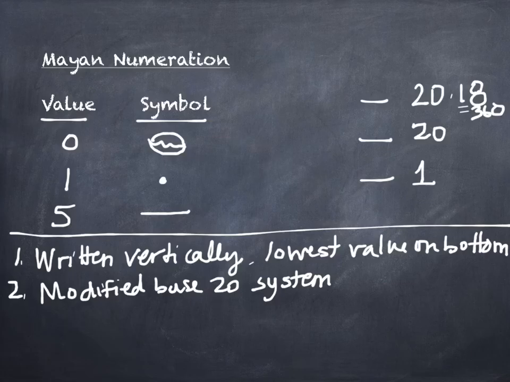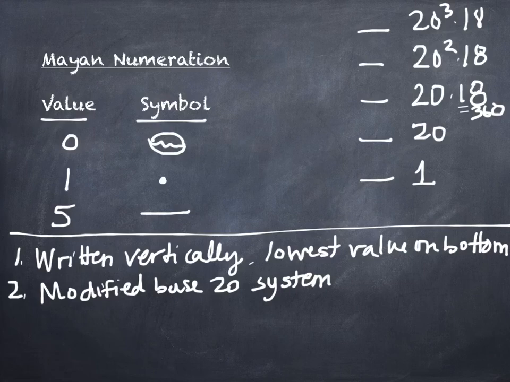This is a very related idea, right? And then after this one right here, they do powers of 20. So now we've got 20 squared times 18, 20 cubed times 18, and so forth. All the powers of 20 continue after the second place, third place from the bottom up. I've got 20 times 18, I don't have 20 squared here, and then I've got powers of 20 after that.